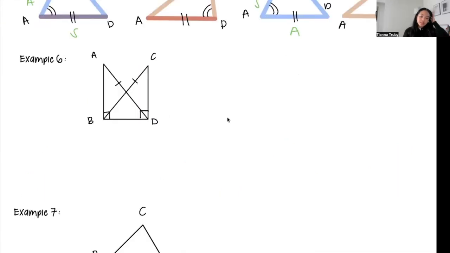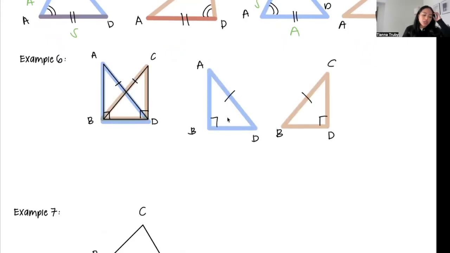For number 6, again, we're just going to start off by drawing these two triangles separately. Their hypotenuses are congruent to each other. Sort of the same logic as the previous one. We have this overlapping side at the bottom, so we know that that is congruent in both of these triangles. And because these are right triangles, we can actually use the hypotenuse leg theorem.